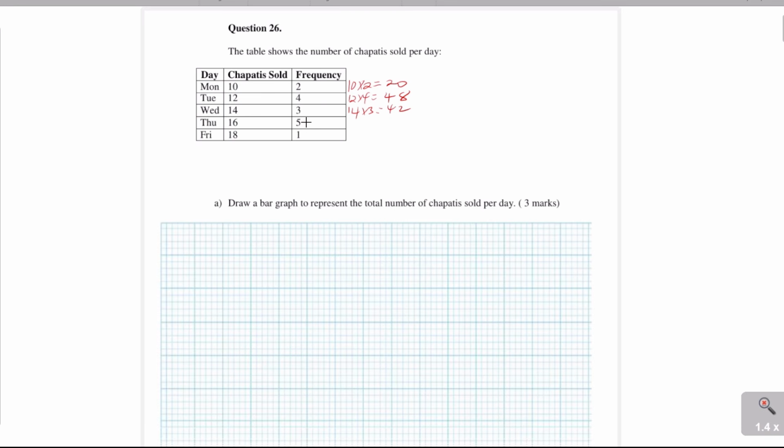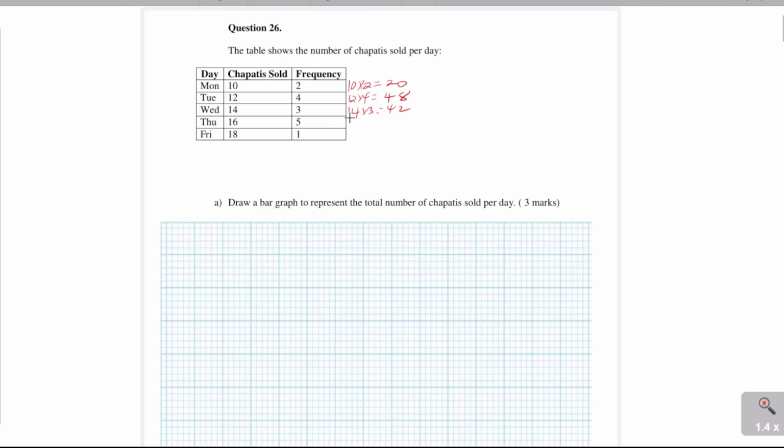Then 16 times 5. That will give 80. Then 18 times 1 on Friday. 18 chapatis were sold once. So 18 times 1. That is 18. So now these are the chapatis sold for the whole week.